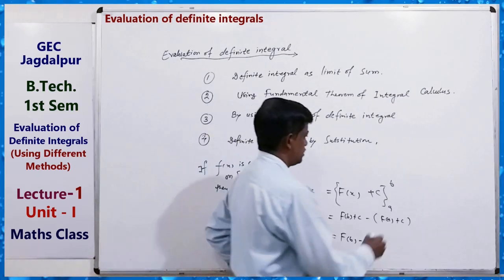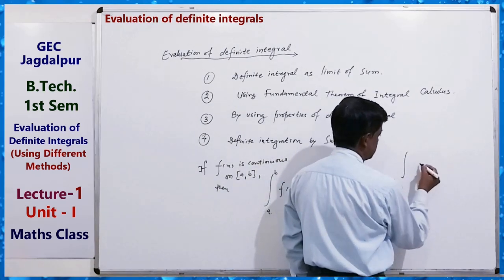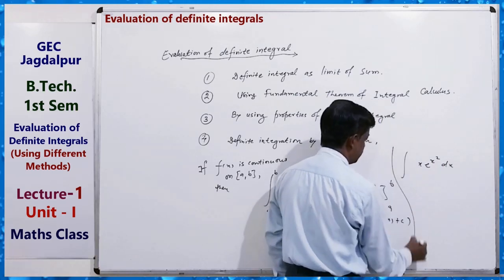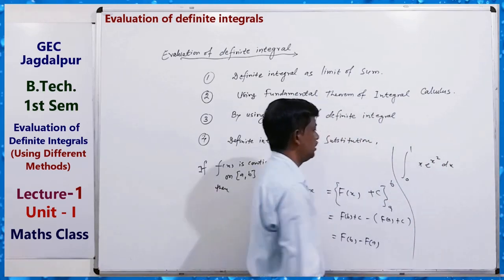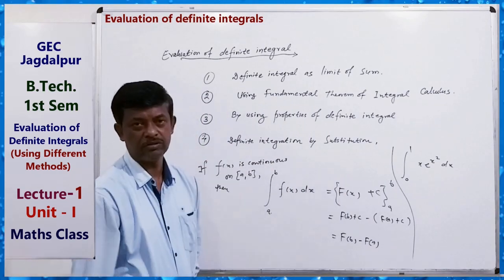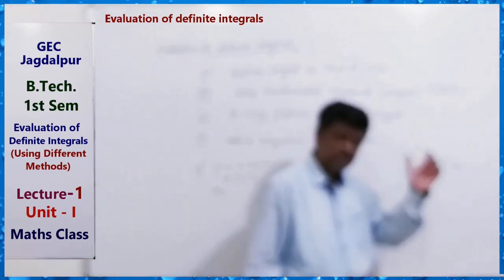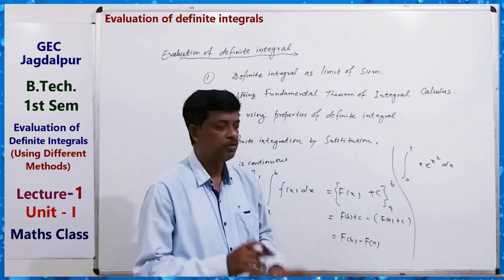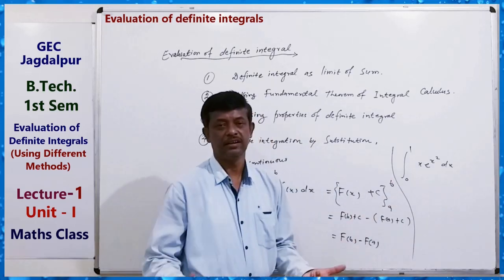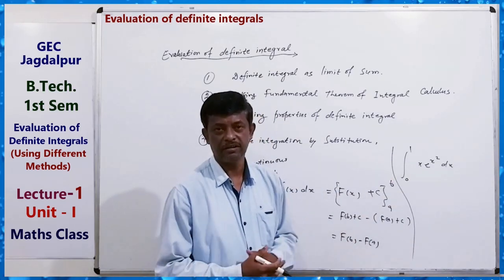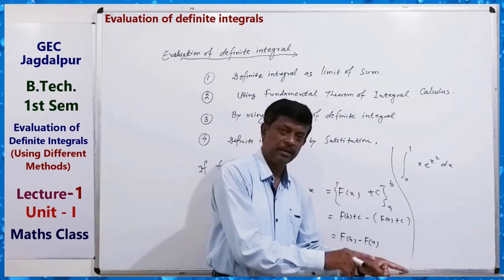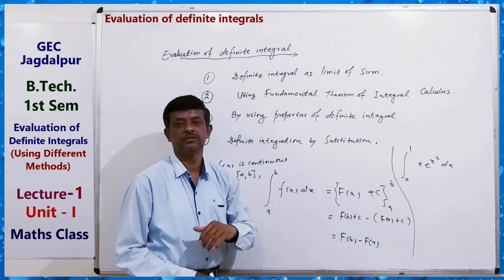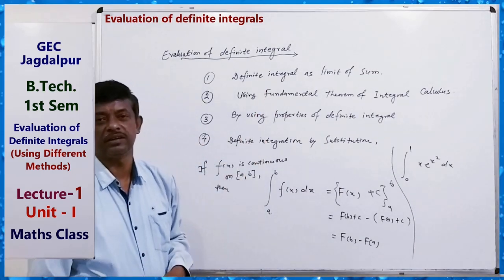For finding the integral, suppose just x e to the power x square dx. If a limit is applied, like 0 to 1, then how can you solve it? But there is a process. First of all, without the limit you have to find the value of this as an indefinite integration. Then after that you can apply the limit.